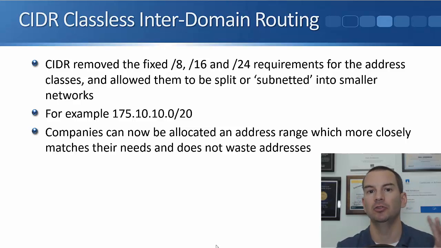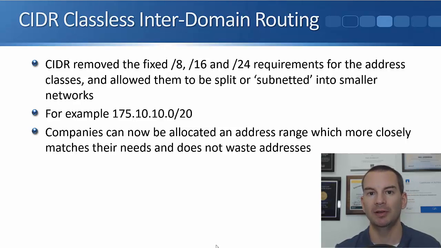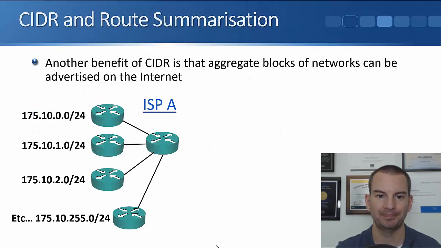So rather than giving out the huge range, we split the classes into smaller networks that could be given to different organizations and meant that there would be fewer addresses getting wasted. So companies can now be allocated an address range that matches what they actually need and doesn't waste extra addresses. We get another benefit from CIDR as well, which is route summarization.